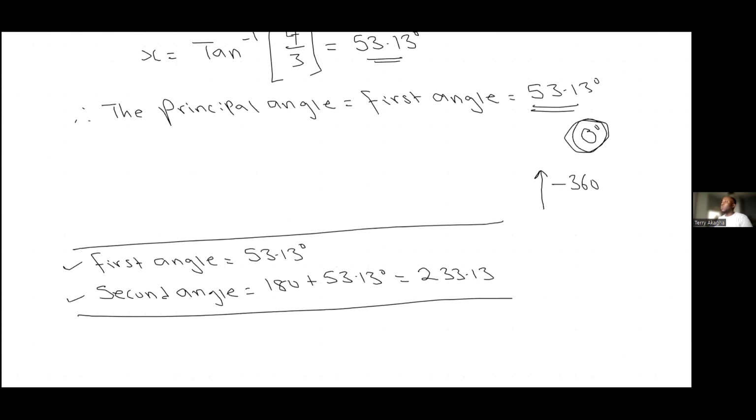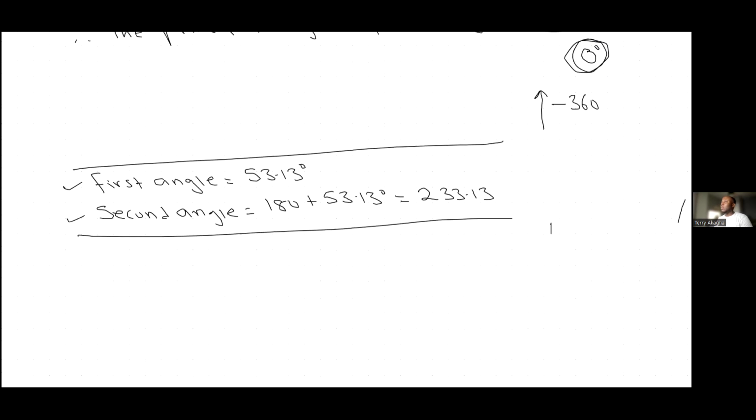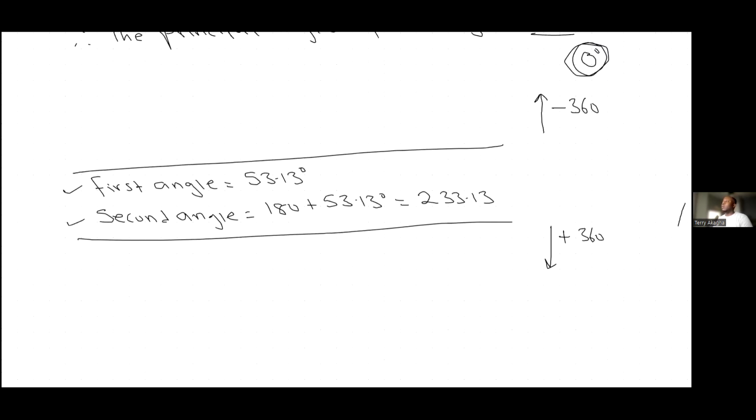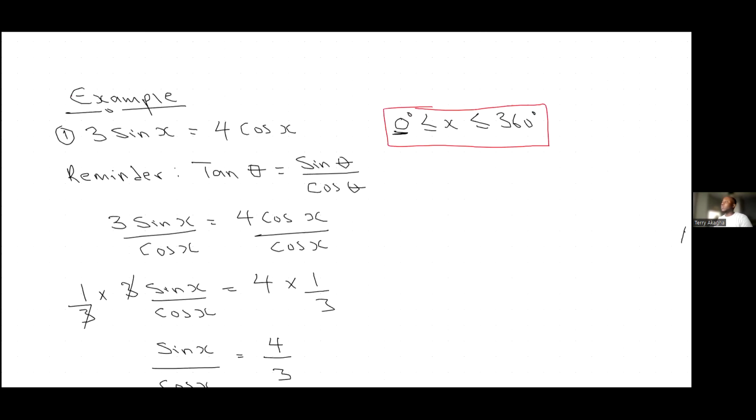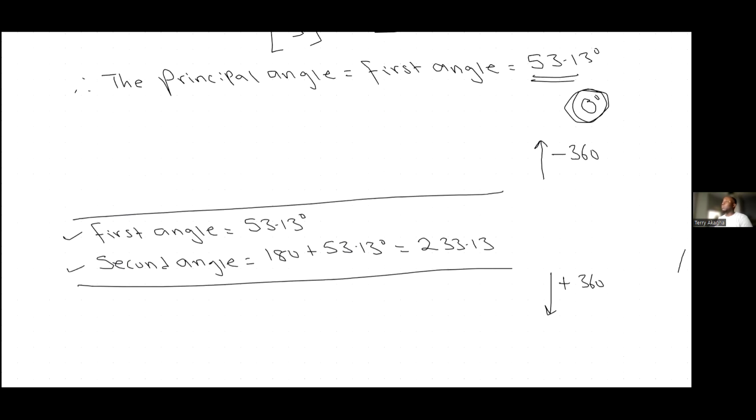Then we also have to do, if we're going down in the positive x direction, we'll keep on adding 360, and we'll keep on adding until we get to the maximum range, which is what? 360. Until you get to 360, you're going to stop. All right, so let's go.